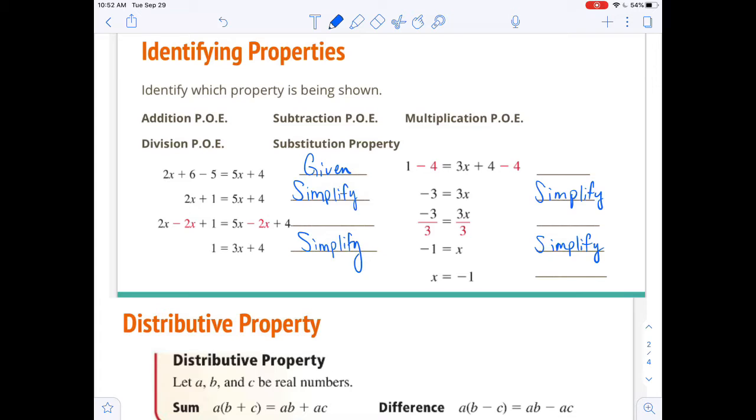Let's try another set. So look at what's going on in the red. Pause the video and see if you can fill out these next steps. So you should have unpaused. You should be done now. I've got 2x minus 2. So from line 2 to line 3, what changed is I threw in a minus 2 on both sides, or minus 2x rather. So this, if I'm subtracting, would be my subtraction property of equality, because what I did to one side, I also did to the other.